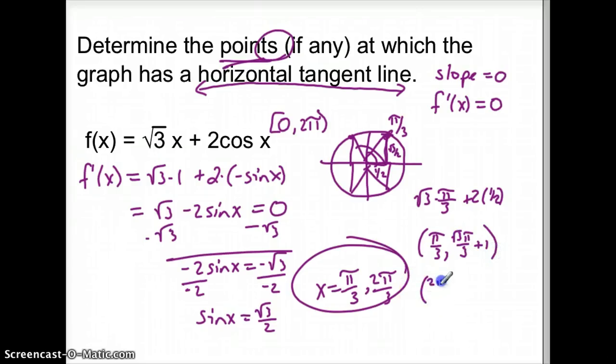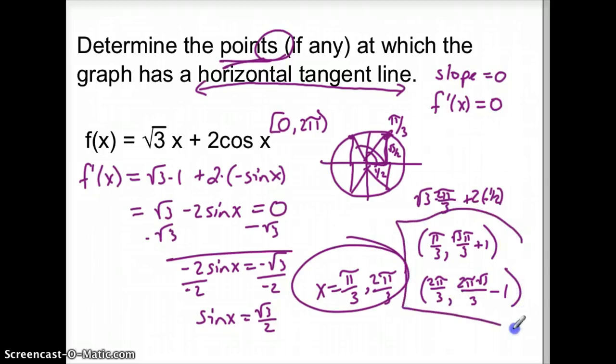And then for 2 pi over 3, we plug in 2 pi over 3 here. We're going to have square root of 3 times 2 pi over 3, and the cosine there is negative half. So it's 2 pi square root of 3 over 3 minus 1. So those are the 2 points.